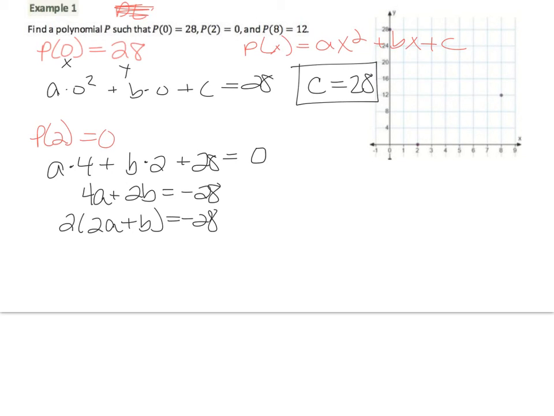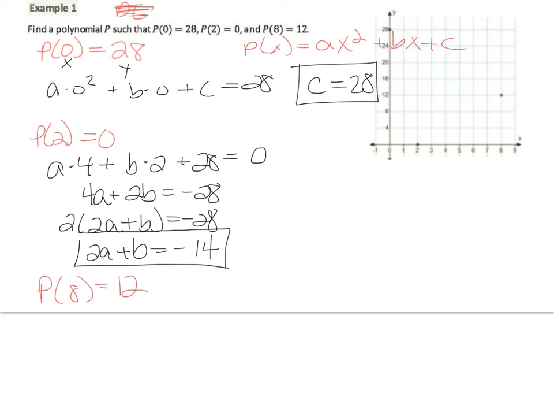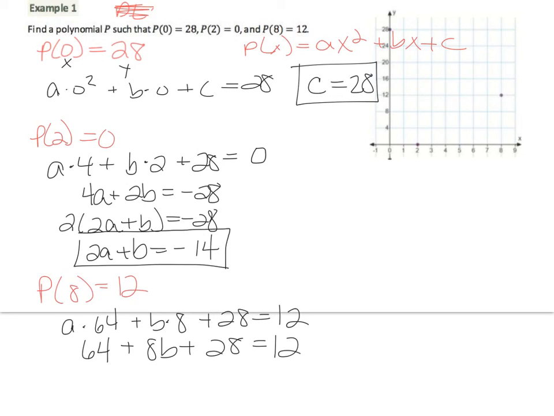That gives us 2a plus b equals negative 14. So we're going to use this. And now let's look at p of 8 equals 12. So a times 64 plus b times 8 plus 28 equals 12. 64a plus 8b plus 28 equals 12.